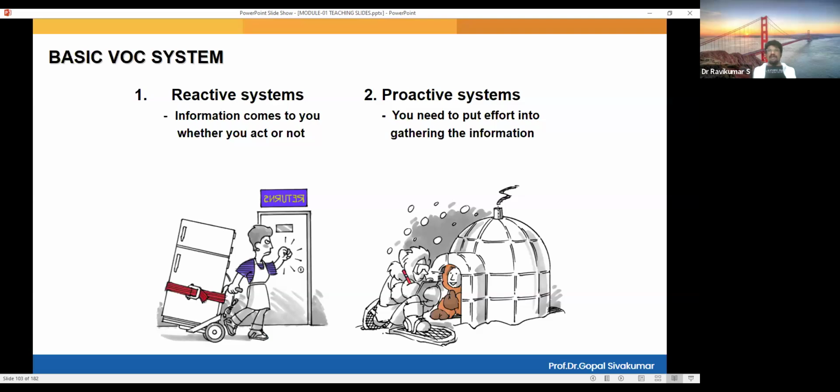How many of you have called the banks and appreciated them for a service? Anybody?